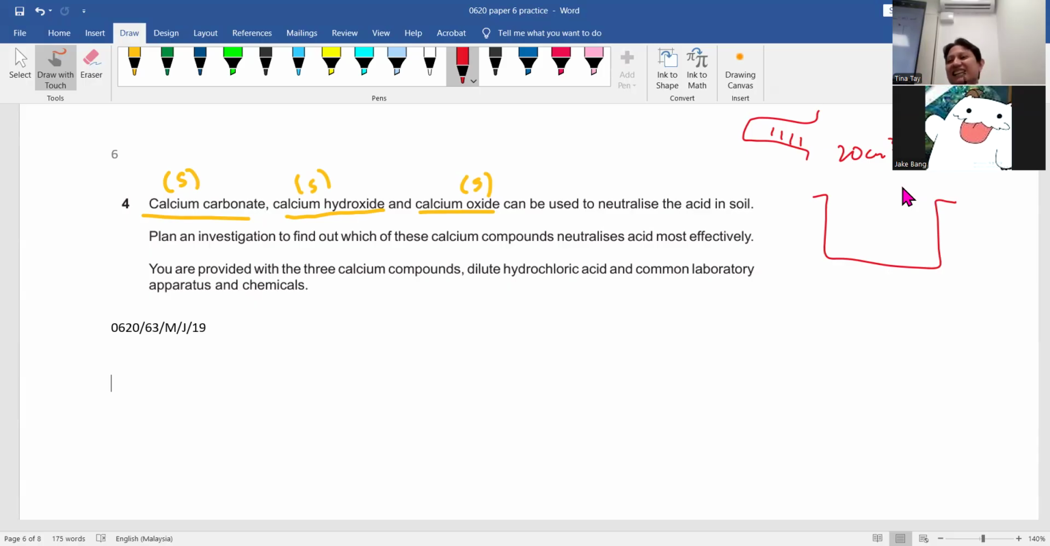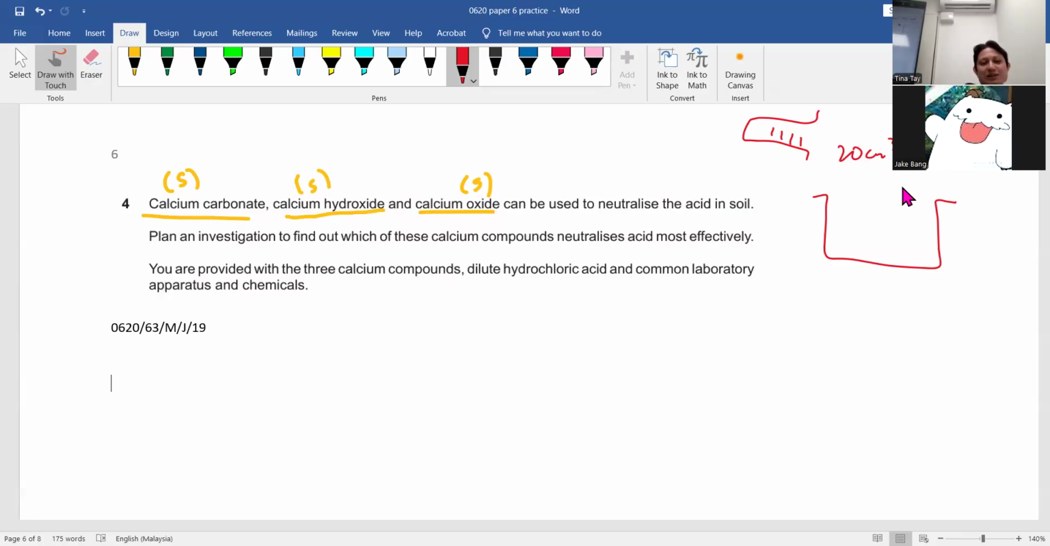Think. Why, in this case, does hydrochloric acid make more sense than sulfuric acid? If you write sulfuric acid, they won't mark you wrong, but technically it's not correct. Come on, the question tells you to use hydrochloric acid. You should use hydrochloric acid. Why? Because the question tells you.